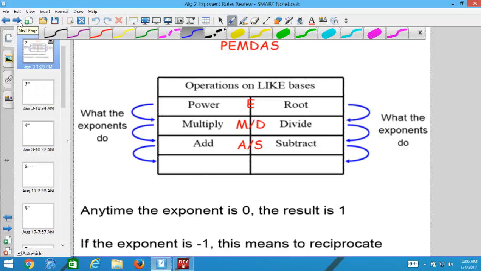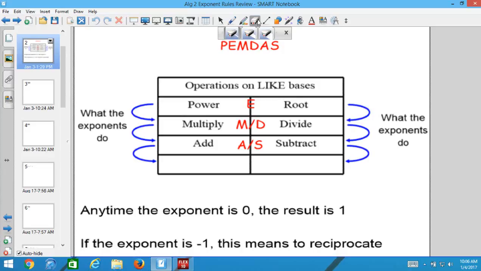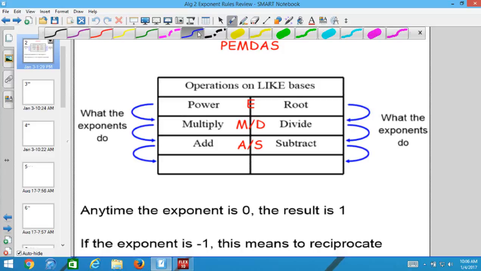Okay, so we have a chart right here. I wrote PEMDAS at the top because that is something that you should have memorized. It's the order of operations. We always follow PEMDAS when we do simplifying, and today all we're doing is simplifying. PEMDAS starts with parentheses, but we're not going to really be doing that today. We're really going to focus on EMDAS.